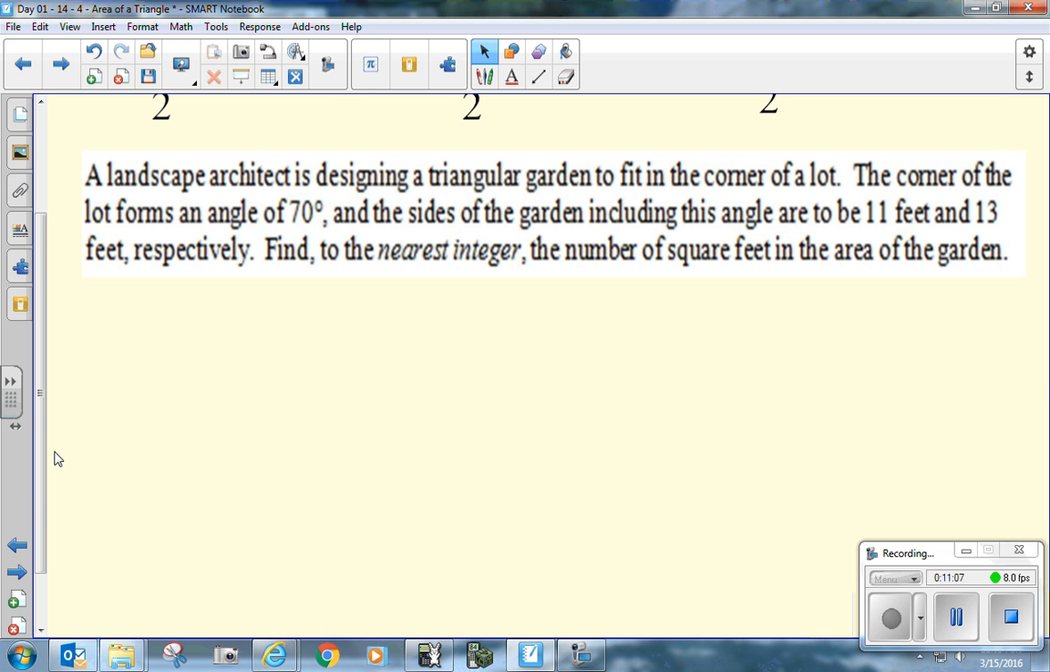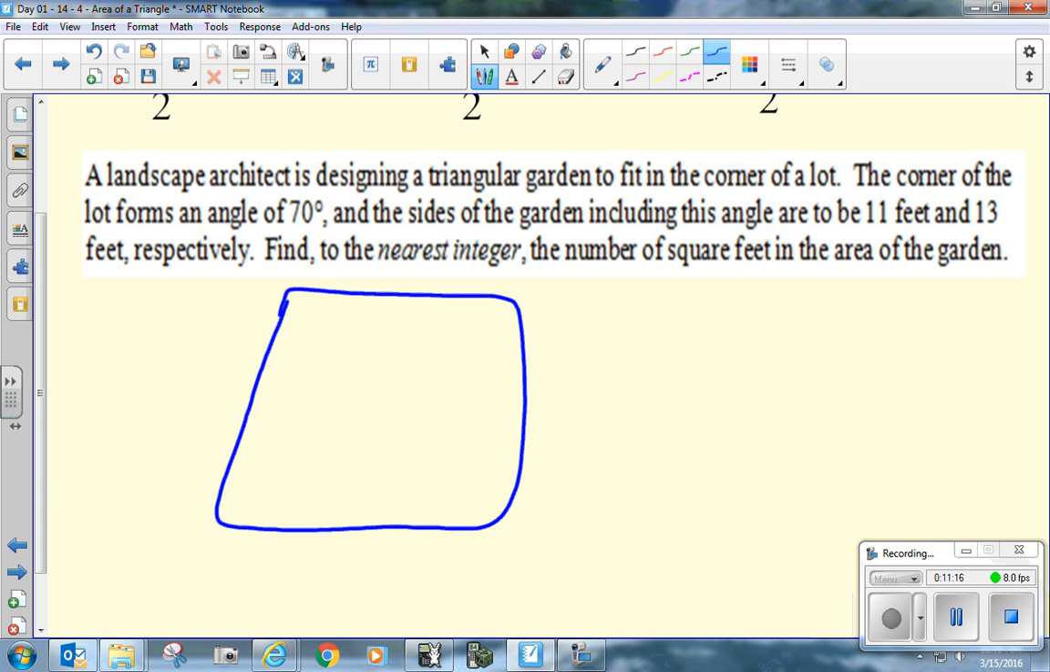All right. A landscape architect is designing a triangular garden to fit in the corner of a lot. So let's say this is the lot where you're going to build your house. Nice lot like this. Nice home you're going to have right here.